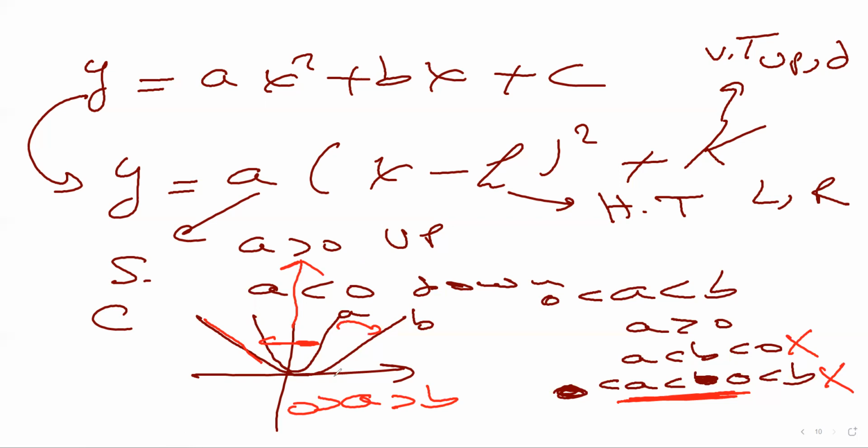Is that clear? Why is it positive? Because it is opening up. Why is A greater than B? Because A is stretched, or if you want, A is narrow while B is wide. Since it is narrow, it is stretched across the y-axis. Is that clear? Yes.